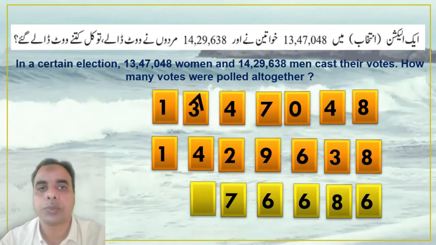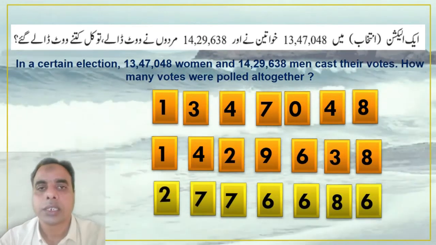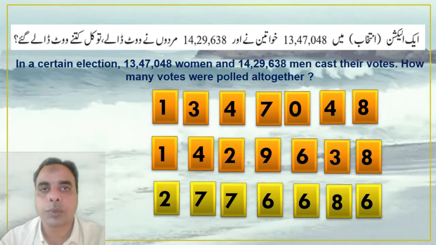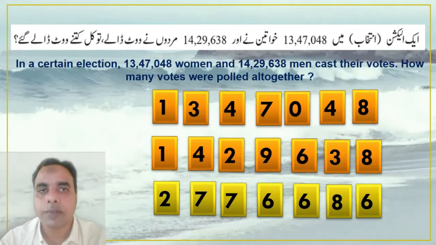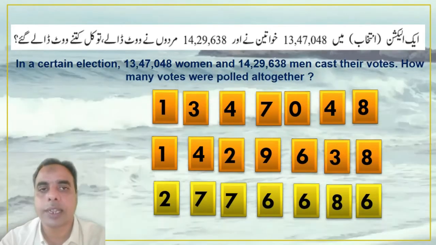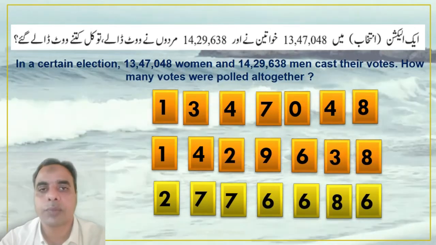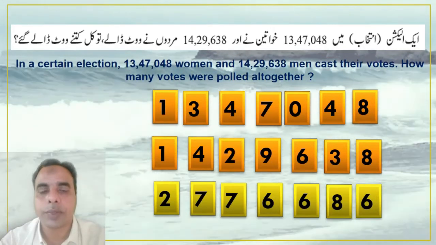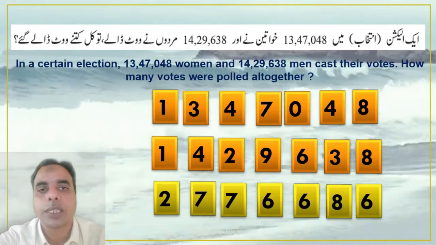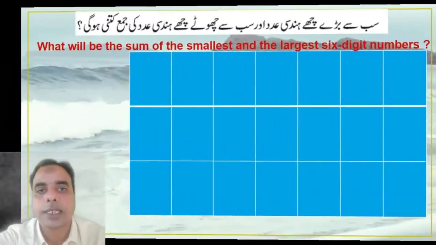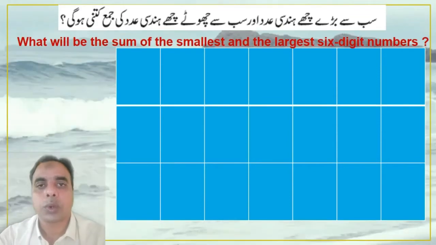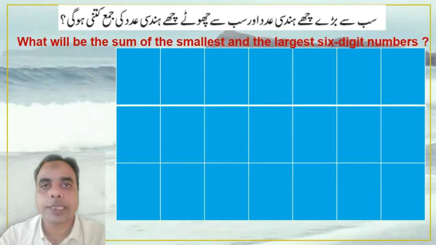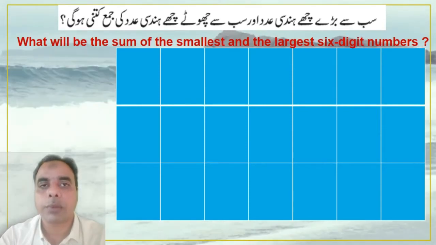So 1 plus 4, 5. 5 plus 3, 8. 6 as it is. 7 plus 9, 16. 1 will be carry over. So 1 plus 4, 5. 5 plus 2, 7. Okay, thereafter 3 plus 4, 7 and 1 plus 1, 2. So like this we can do the addition, and the total votes polled here are 27,76,686.